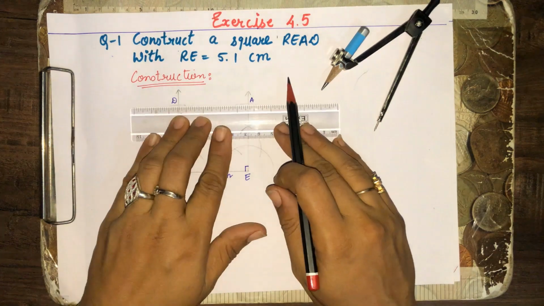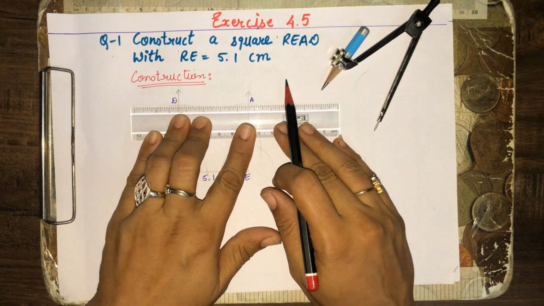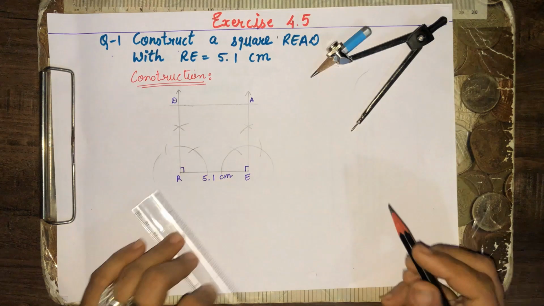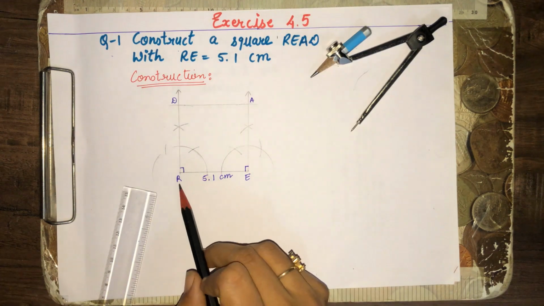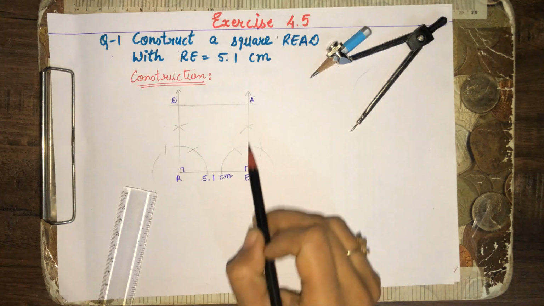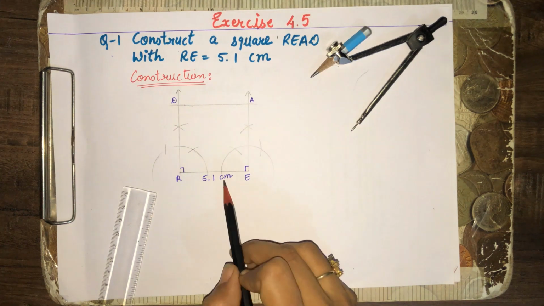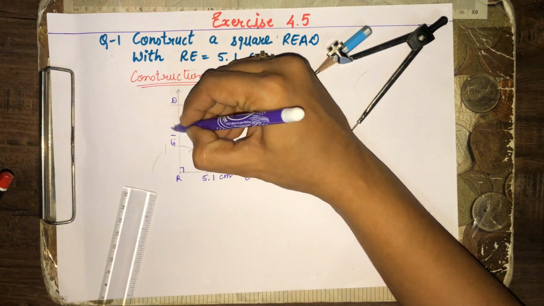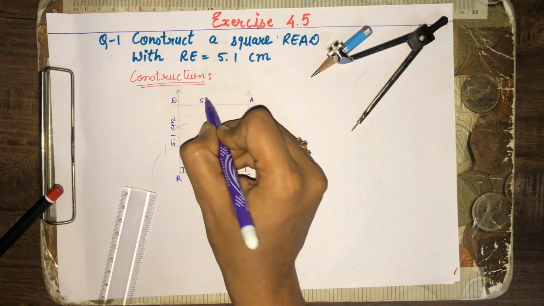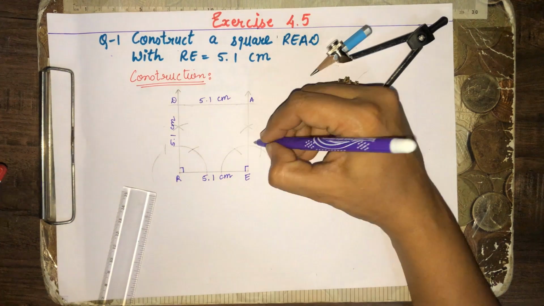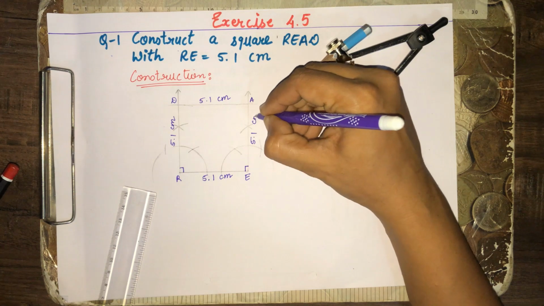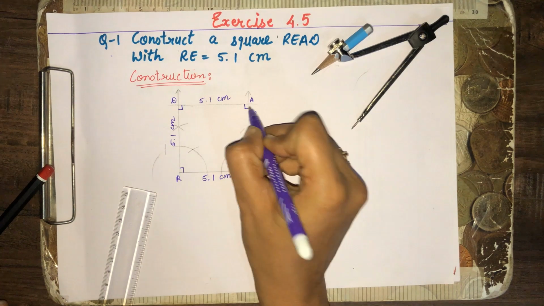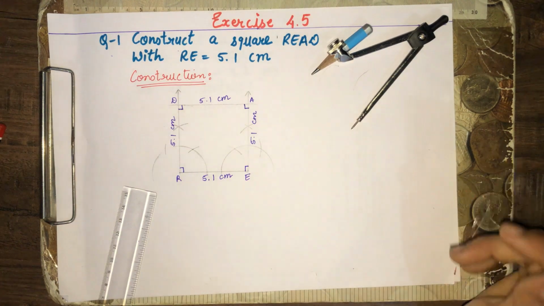And the last step is joining A and D. So this is the required square READ with RE equal to 5.1 centimeter, and obviously the rest of the sides will also be measuring the same. So let's write the measurements over here, 5.1 everywhere, and this D is also a right angle and this A is also a right angle.